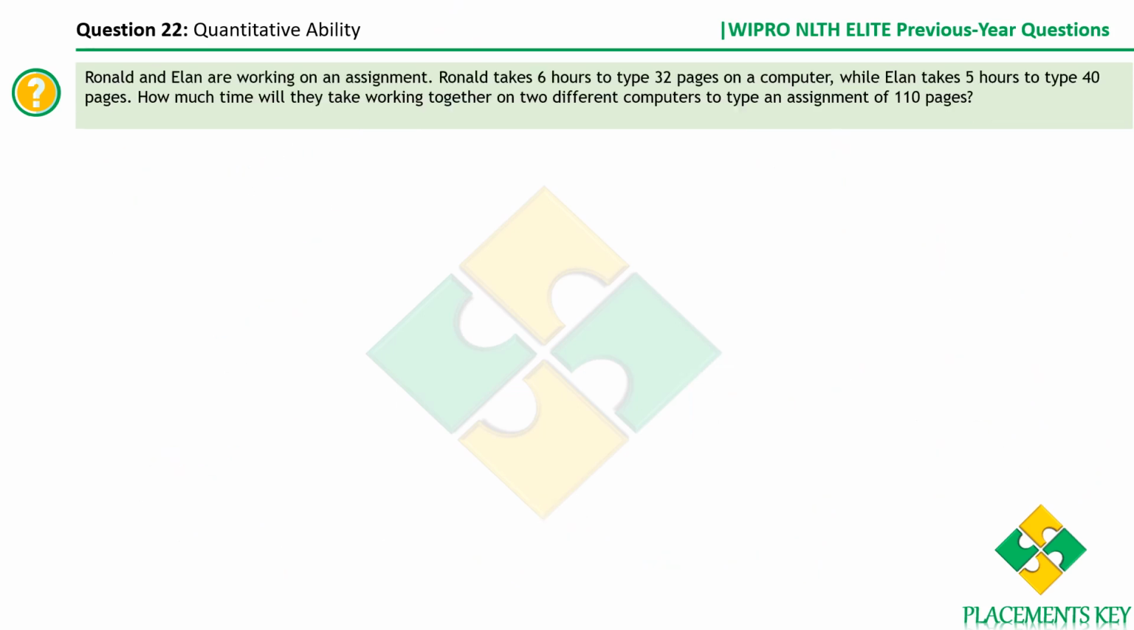Ronald and Elon are working on an assignment. Ronald takes 6 hours to type 32 pages. Similarly, Elon takes 5 hours to type 40 pages. So for 40 pages, he takes 5 hours. Now, how much time will they take working together on two different computers to type an assignment of 110 pages?